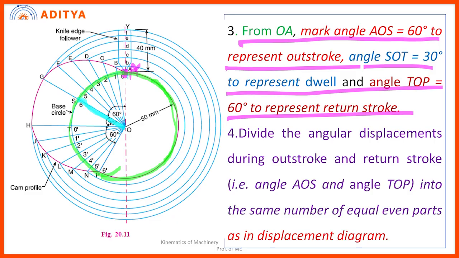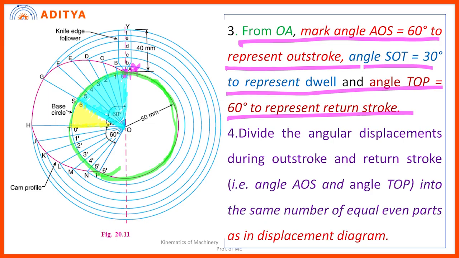So this AOS, I am darkening with the blue color. So this part is actually representing, what is this, the outstroke or rise of the follower. How much is it rising? 40 mm, right. Next 30 degrees. So from 60 to 30, it is 90. So this part you need to represent, this part will be dwell.